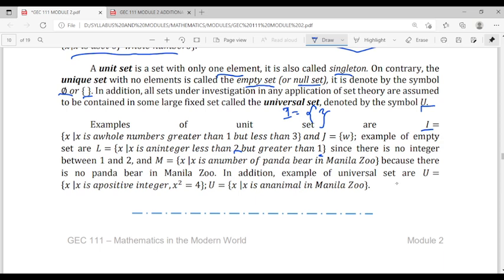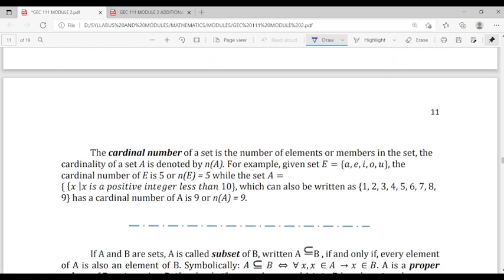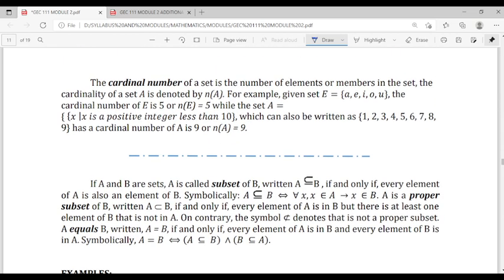For the universal set, which stands for U, this is an example of our set U: x such that x is a positive integer, x squared is equal to 4, or U is equal to the animals in Manila Zoo. It contains all the elements of our set.